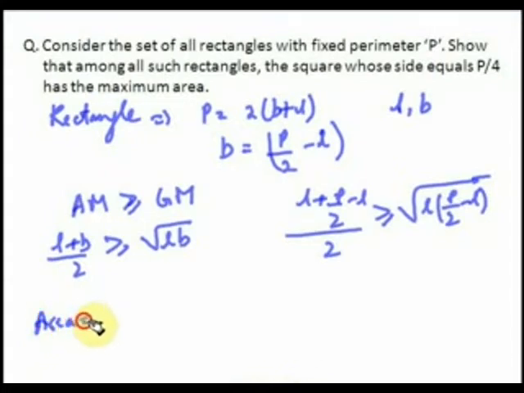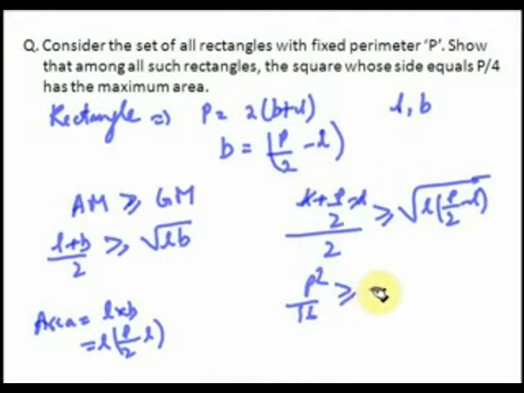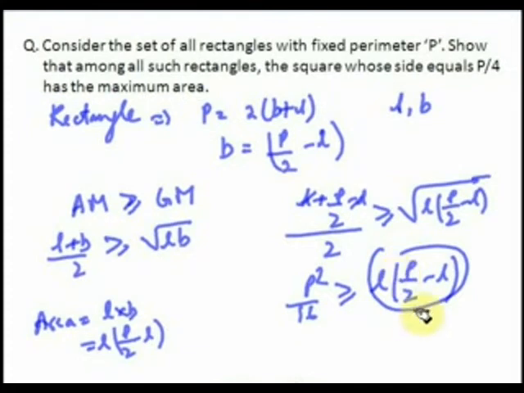What will be the area of the rectangle? The area of the rectangle is equal to length into breadth, that is L into P by 2 minus L. If we square this side, that will be P square upon 16, which is greater than or equal to L into P by 2 minus L. The maximum value of the area is equal to P square upon 16.